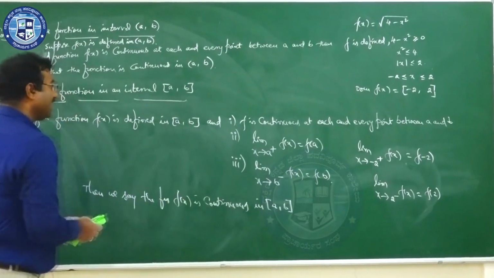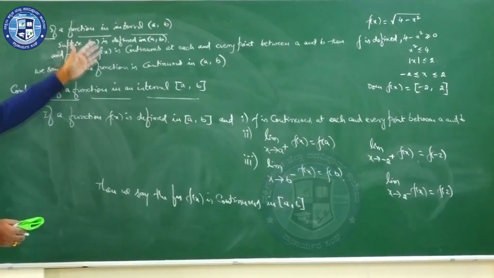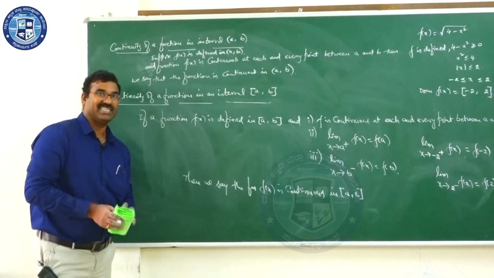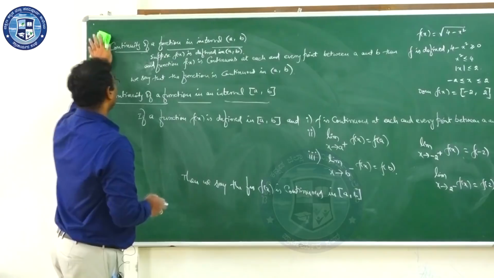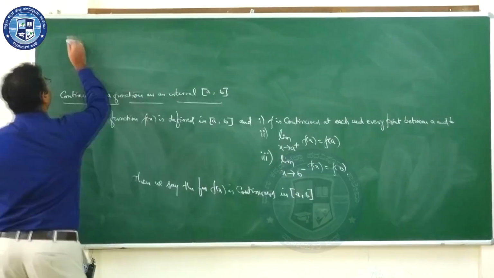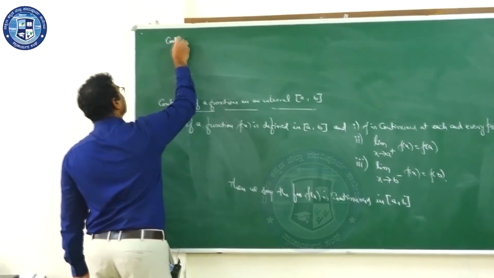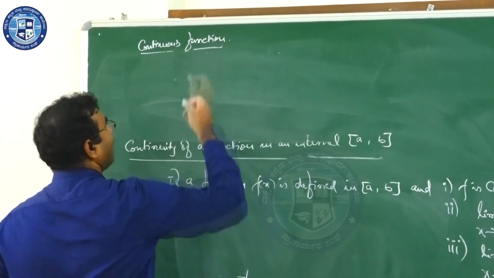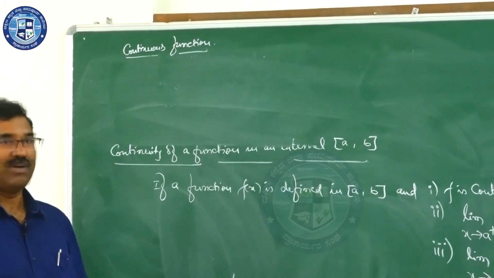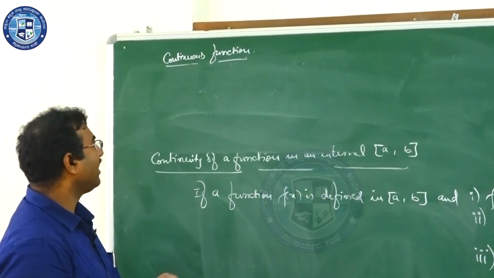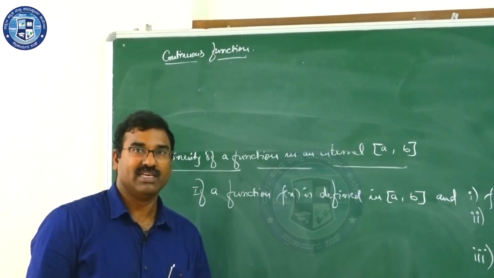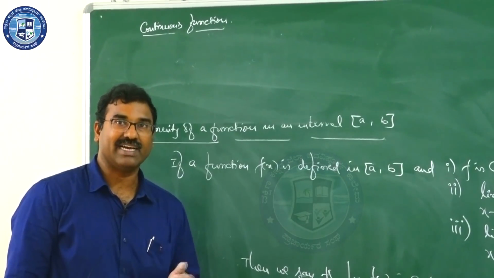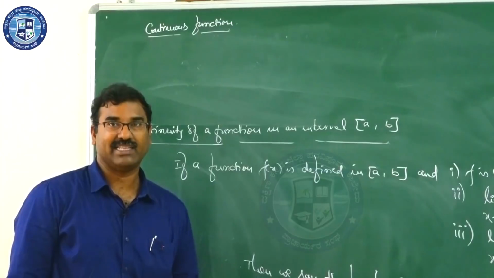Continuity in an interval we saw: open interval (a, b), closed interval [a, b], and also one more last definition we have, continuous function. What do you mean by continuous function, or simply continuous? The definition is simple: a continuous function means a function that is continuous in its entire domain. If the function is continuous in its entire domain, then we say that the function is continuous.